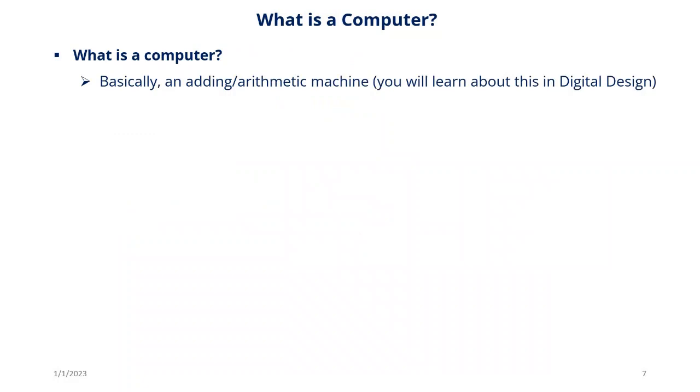Basically, a computer is just an adding or arithmetic machine. You will learn about this in digital design, whatever name they call the course, computer architecture, logic design, and so forth. However, it can also store data using bits. A bit means binary digit, which is stored as an electrical switch state. You will also learn about this when you take a course in digital design.